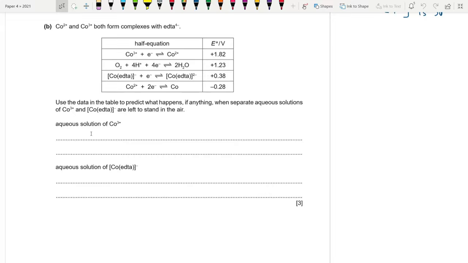Like, you know what happens with iron, right? Iron 2 plus, it's a green precipitate. It turns brown when it comes in contact with oxygen, the air, basically, right? So something like that. Let's see. So yeah, iron is oxidized, right? So let's check this out.